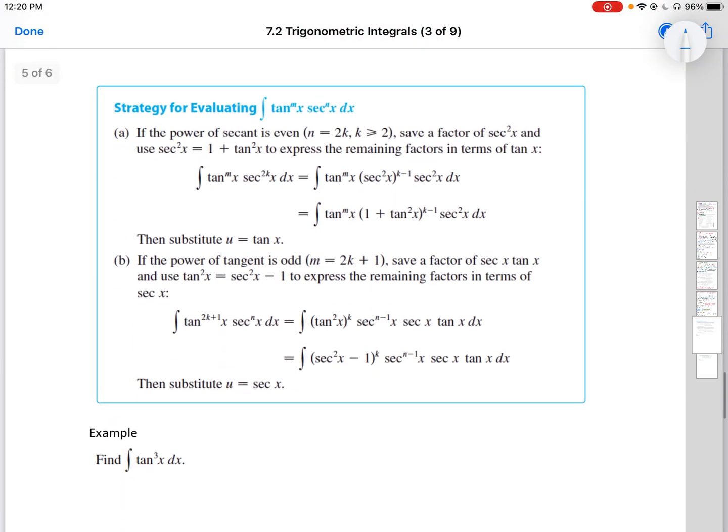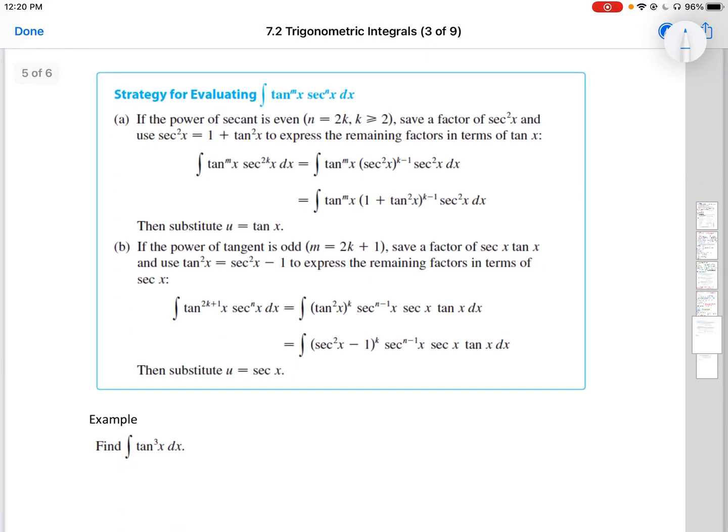Moving forward. Strategy for evaluating tangent and secant power integrals. A. If the power of secant is even, n equals 2k, that just means even, save a factor of secant squared and use secant squared equals 1 plus tangent squared, a Pythagorean identity, to express remaining factors in terms of tangent. And use your u to be tangent. So remember, you're going to save a secant squared because our du is secant squared, right?